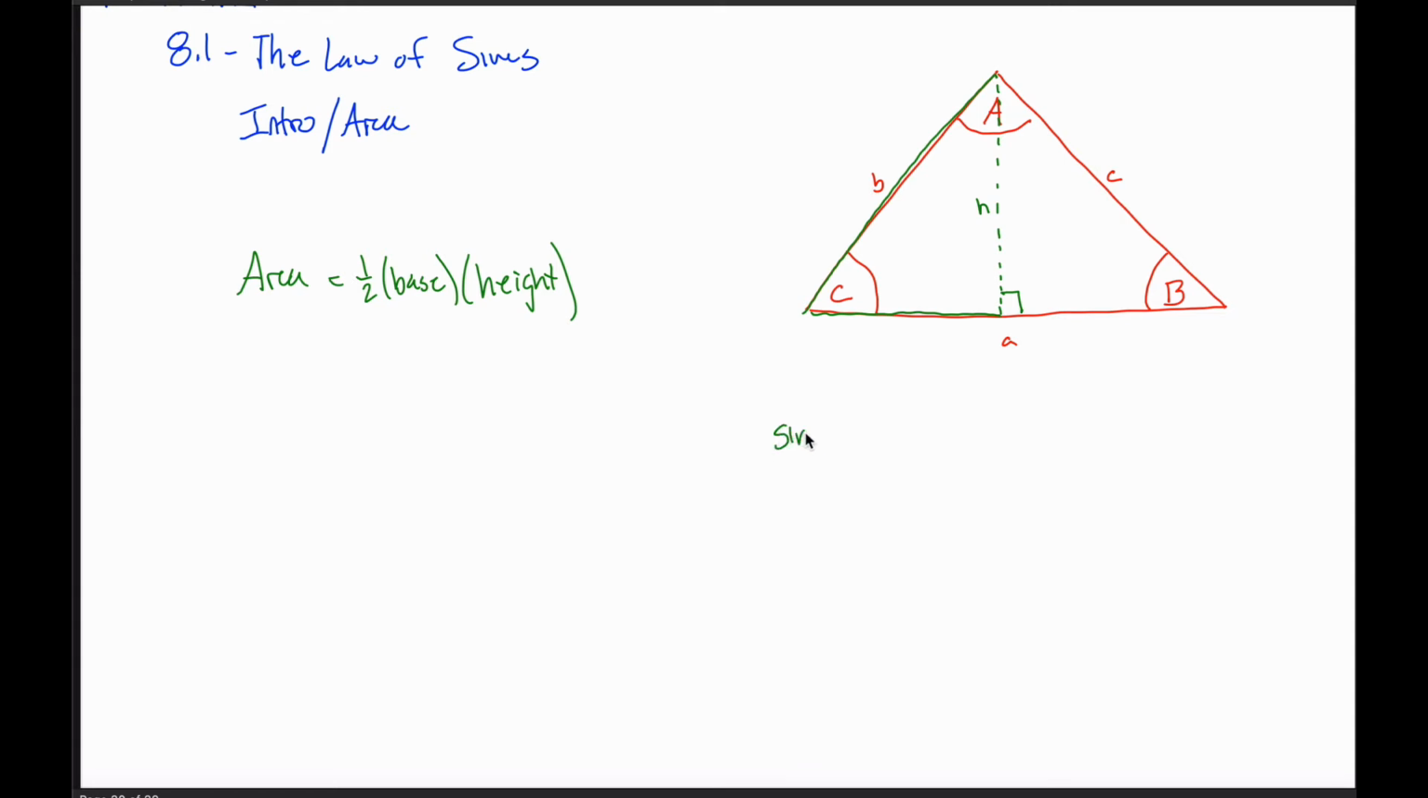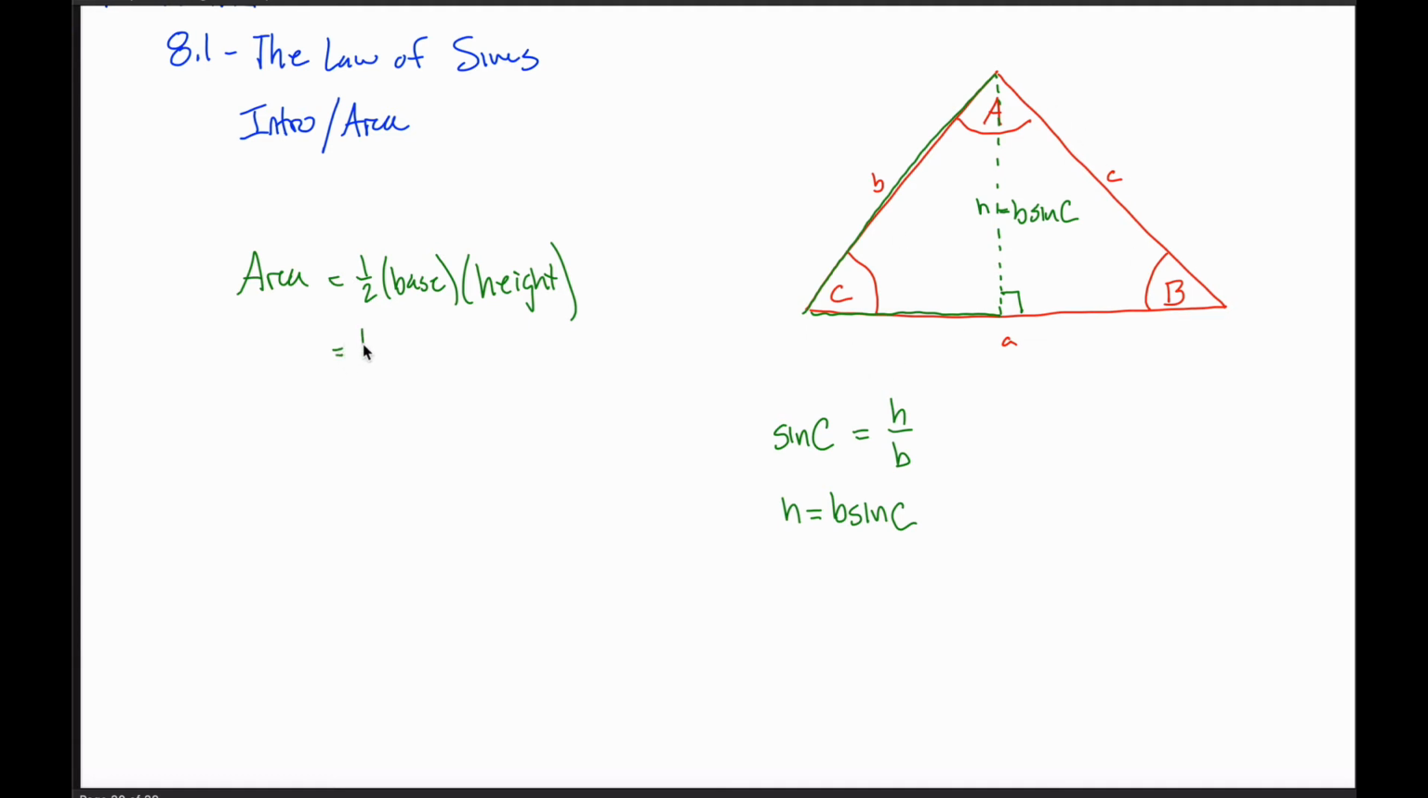So I could say that the sine of capital C would be equal to H over B. That's just SOHCAHTOA. Sine is opposite over hypotenuse. So I can solve this equation for H by multiplying both sides by B and get that H is B times the sine of C. I now have everything that I need to figure out the area of the triangle in red.